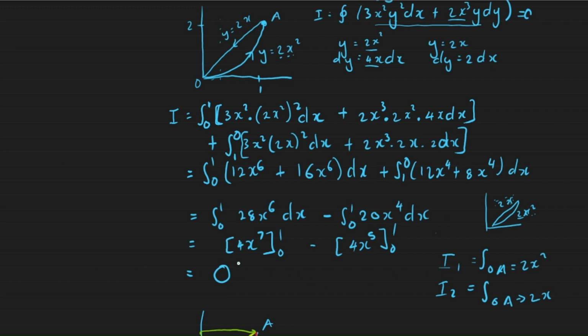So let's look at this. We said that the integral along the one curve was 4, right? So this was equal to 4.